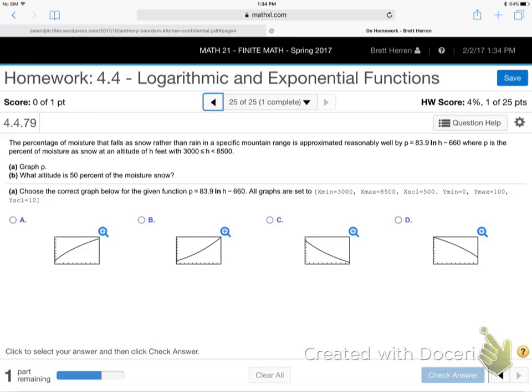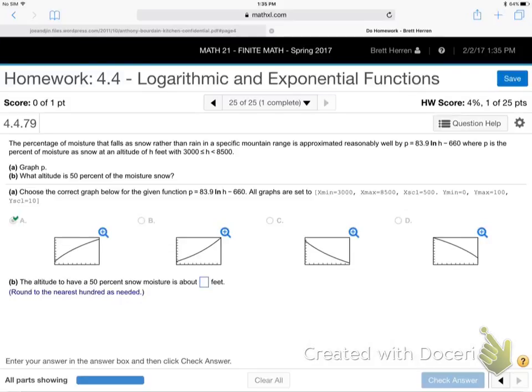Yeah, so which one of those is the correct graph? Does anybody know already which one of those on the graphing calculator is the right graph? A. Is it A? All right, so let me go back and answer that. 100. All right, so let's take a look.